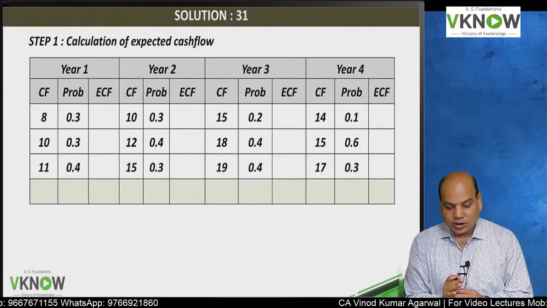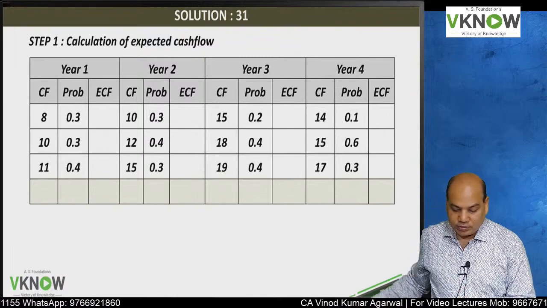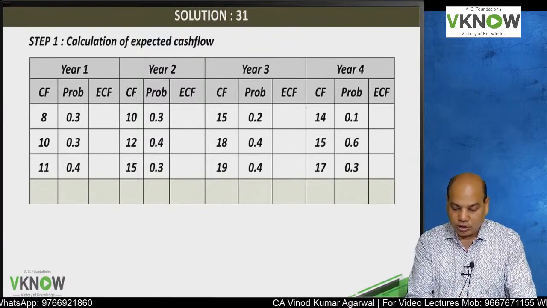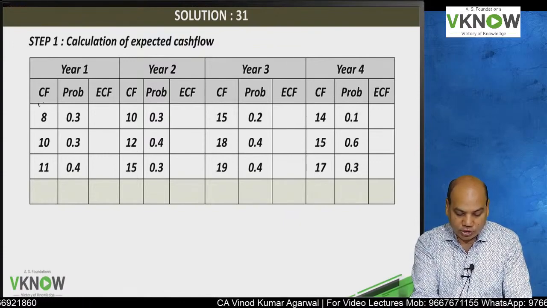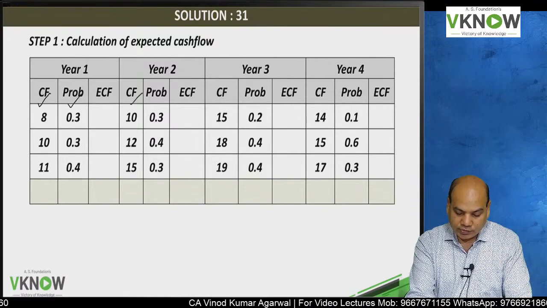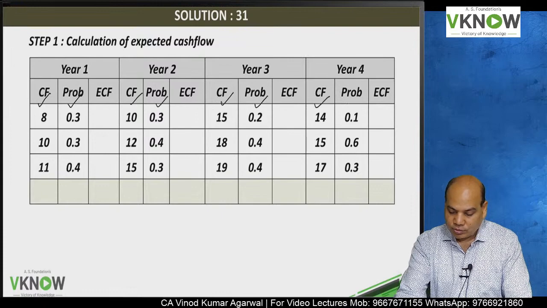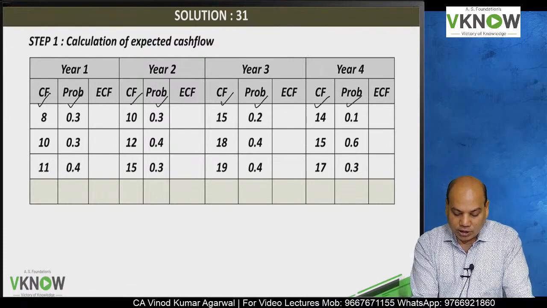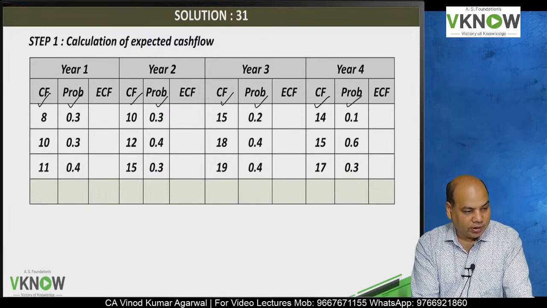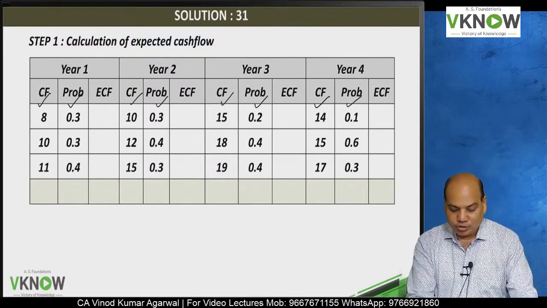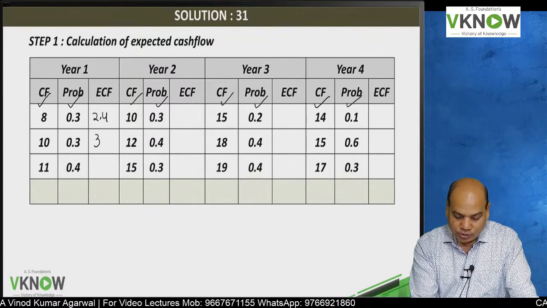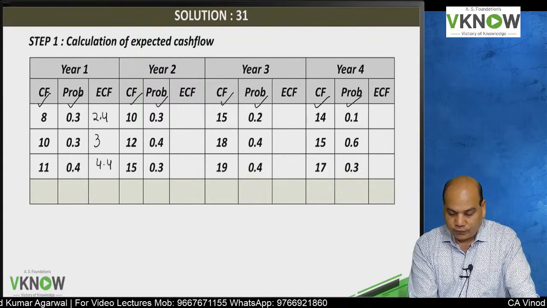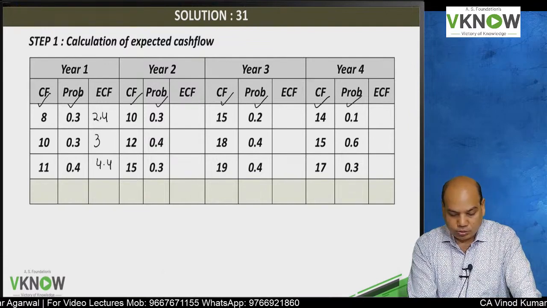So let us write down step 1, calculation of expected cash flow. Year 1, year 2, year 3, year 4. First you will copy the cash flow and probabilities from the question, which I have done for you because your time is precious. Now multiply 8 into 0.3. Please reply quickly because I have not got the answer of this question. 2.4, 10 into 0.3, 3, 11 into 0.4, 4.4. Now can you please tell me the total?